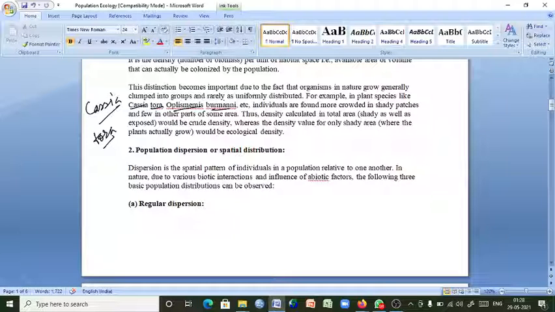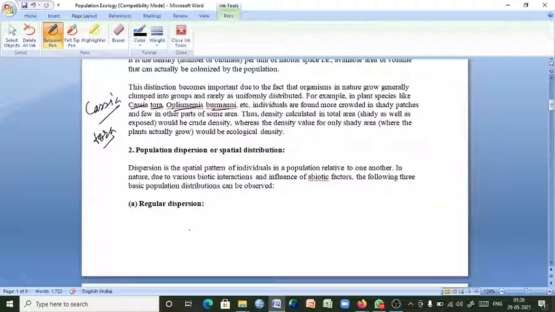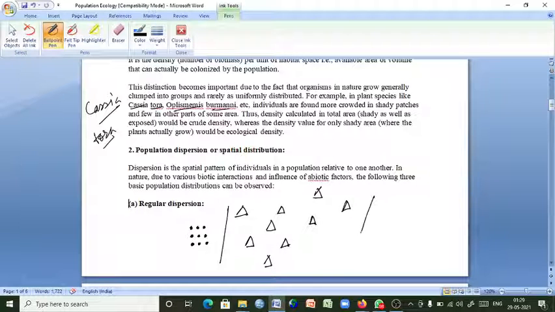The other important attribute of the population is known as dispersion or their spatial distribution. To explain this, at first, I'm showing a rough diagram. Just follow this. Each and every species in a population follows a specific pattern of their dispersion. This is a particular pattern. This is a particular pattern, and this is also a particular pattern.